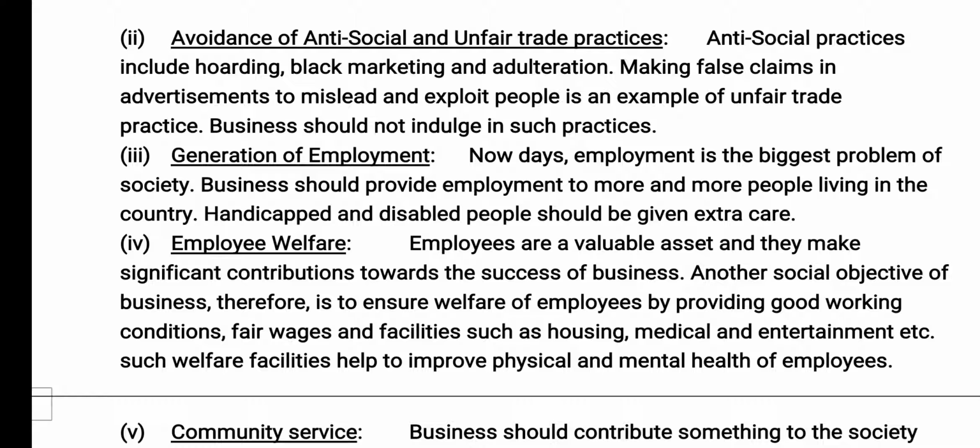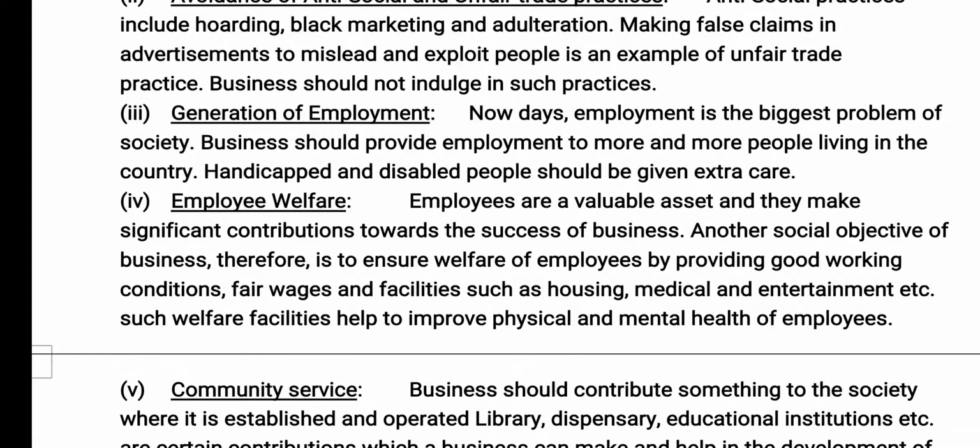Then the next one is employee welfare. The employees are valuable assets because they are making a significant contribution towards the success of business. So you should provide them good working conditions with fair wages and facilities like housing, medical treatment, entertainment, health facilities, and education for their children, which helps in the mental and physical growth of employees.